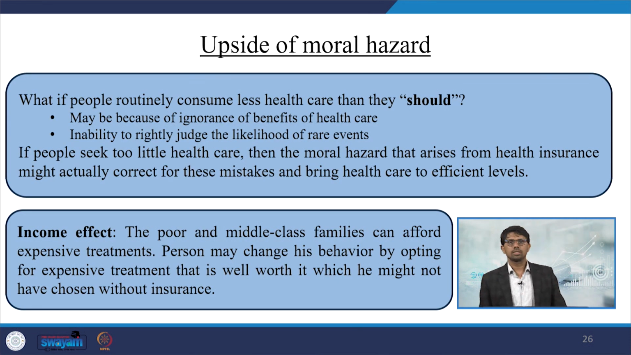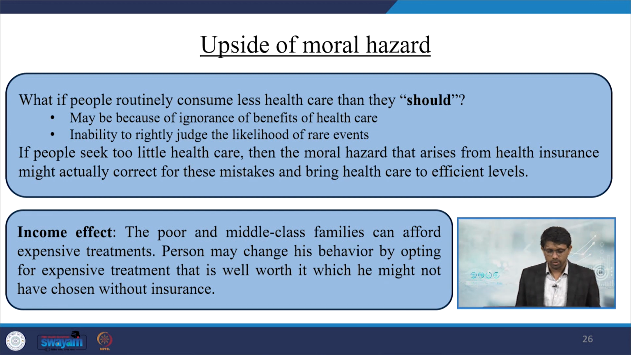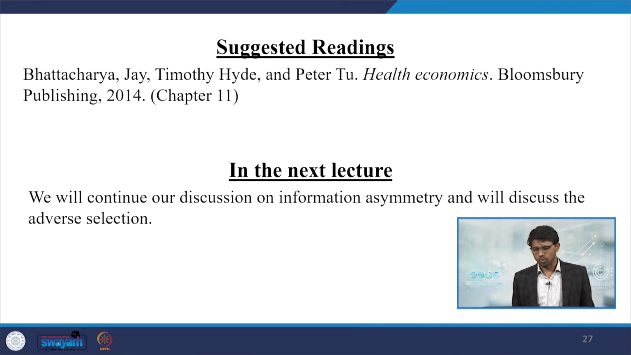The last one to discuss is the upside of moral hazard: what if people routinely consume less health care than they should, which may be because of ignorance of the benefits of health care, or inability to rightly judge the likelihood of rare events. There are income effects as well. Poor and middle-class families can face expensive treatment, and a person may change his behavior by opting for expensive treatment that is well worth it, which he might not have chosen without insurance. So, that is all we have discussed on the possibilities of controlling moral hazard and how it affects families and patients.